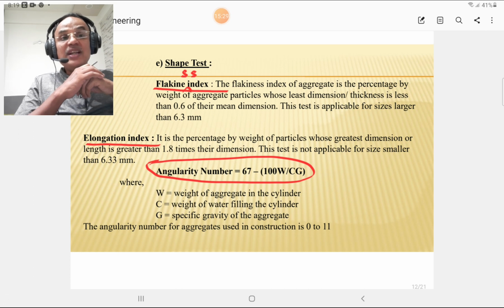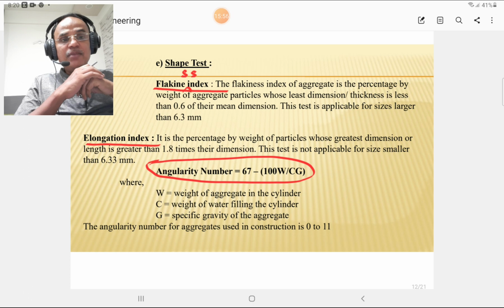So 1.8 times of their dimensions for elongation index, and thickness is less than 0.6 of their mean dimension for flakiness index. And the angularity number is calculated by the formula 67 minus 100W divided by Cg, where W is the weight of aggregate in the cylinder, C is the weight of water filling the cylinder, and G is the specific gravity of the aggregate.